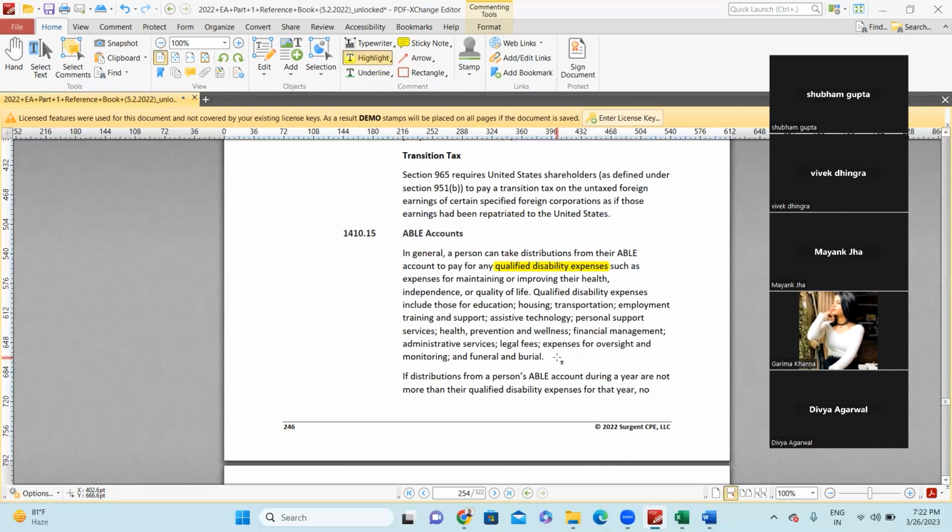And on the income which you are contributing to the ABLE account, to the extent you are using that money for this qualified disability expense, it is exempt, right? Any doubt here? Are you guys with me or left?